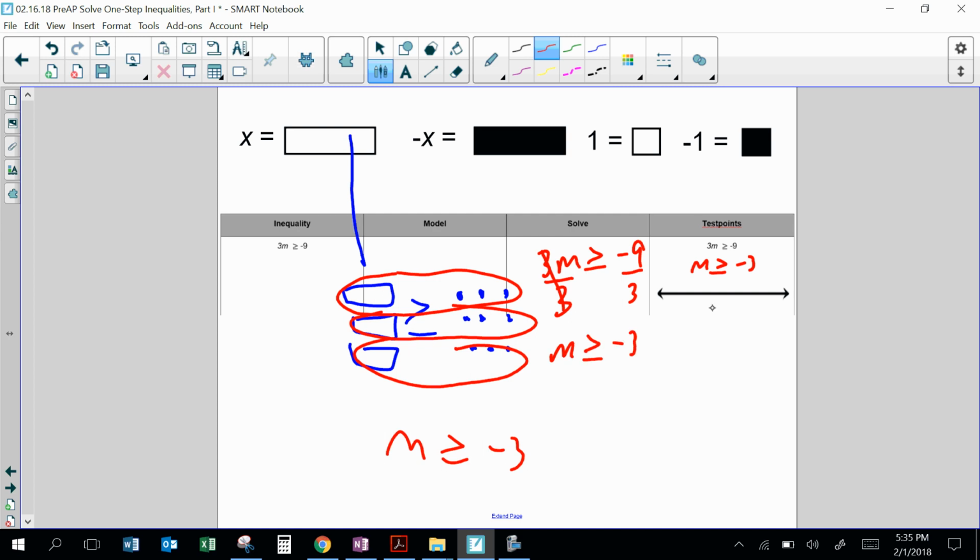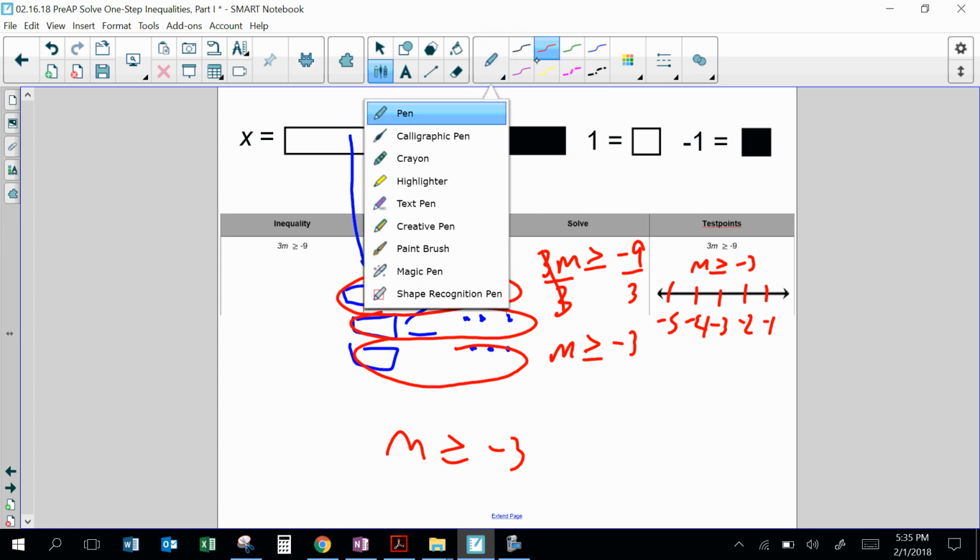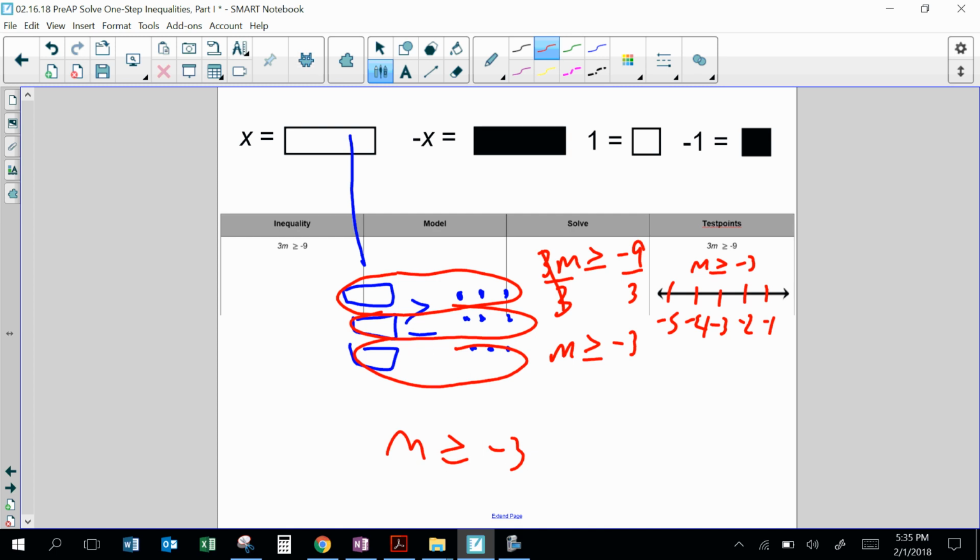And let's graph this. So this is negative 3. What two numbers are greater than negative 3? Negative 2, negative 1. What two numbers are less than it? Negative 4 and negative 5. So M has to be greater, but it can be equal. So open dot or closed dot? Closed dot because it could be equal, be part of this. Name some numbers here that are going to be bigger than negative 3. Remember, the greater side is this side, so I highlight the greater side here.